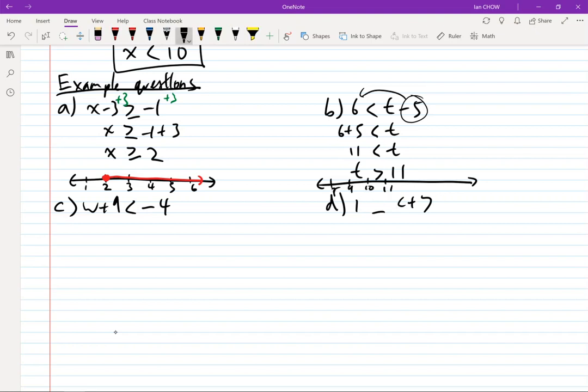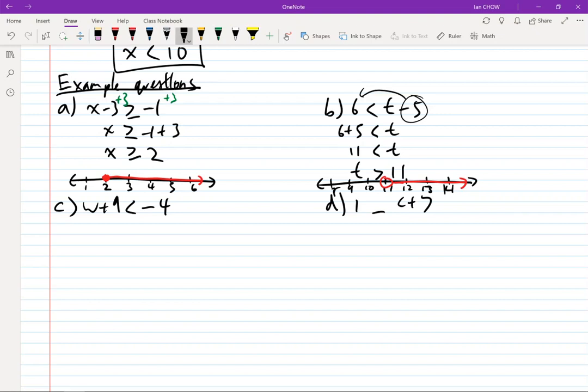10, 9, 8, and then we have 12, 13, 14, and so on. Then it's going to be a hollow dot at the 11 because it's not including 11. t is greater than 11. And then t can take all values that are bigger than 11. So I'm going to put an arrow pointing to the right because it can take any of those values on the right side of 11. So that's question B.